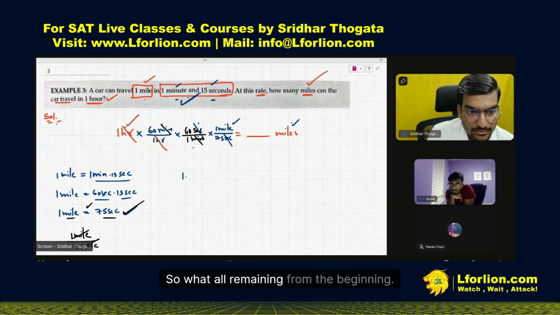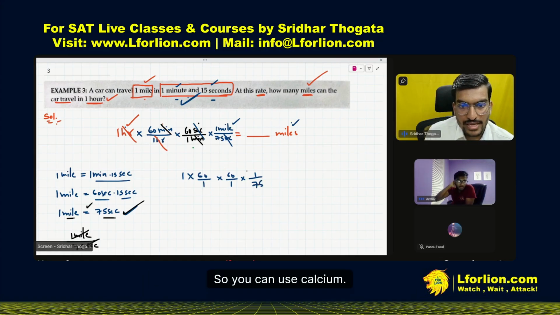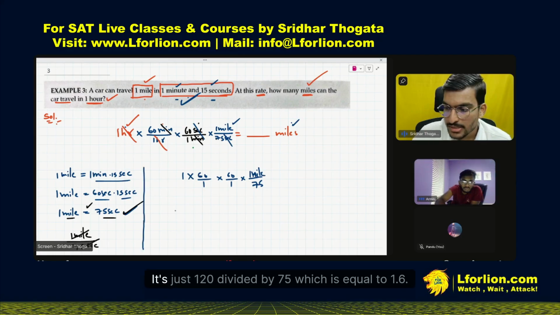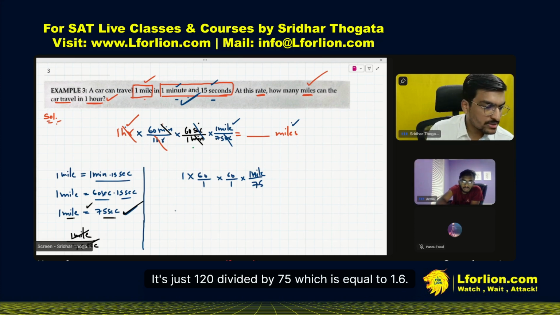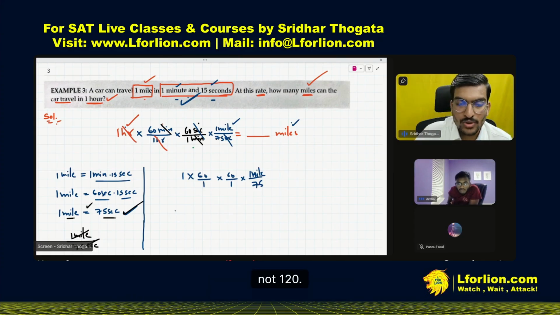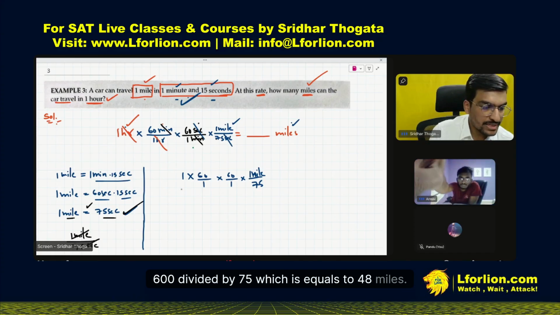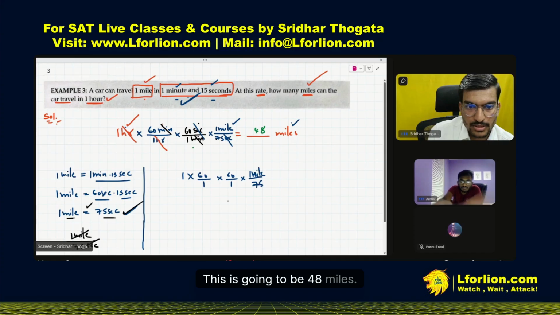So what is all remaining from the beginning? 1 into 60 by 1 into again 60 by 1 into 1 divided by 75. So you can use a calculator and tell me what's the answer quickly. This is 1 mile by 75. It's just 120 divided by 75, which is equal to 1.6... No, no, no, not 120. I just added by mistake. 3,600 divided by 75, which is equal to 48 miles. This is going to be 48 miles.